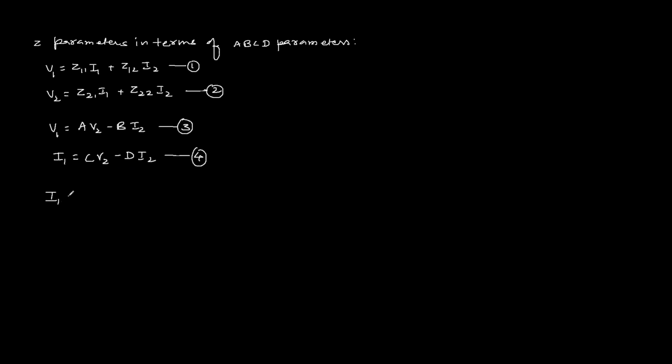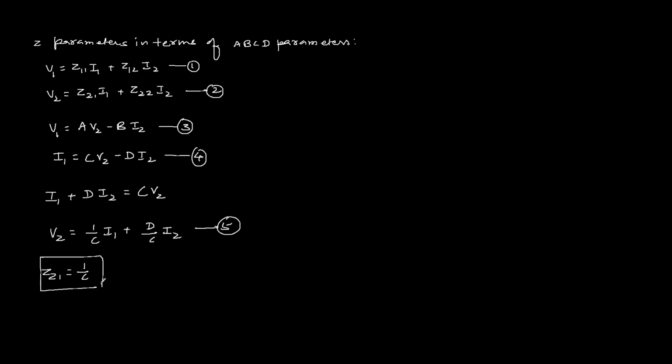So I1 plus D I2 equal to C V2, or we can write V2 equal to 1 over C I1 plus D over C I2. This is equation 5. Now let's compare equation 5 with equation 2. This will give Z21 equal to 1 over C, and Z22 is D over C.